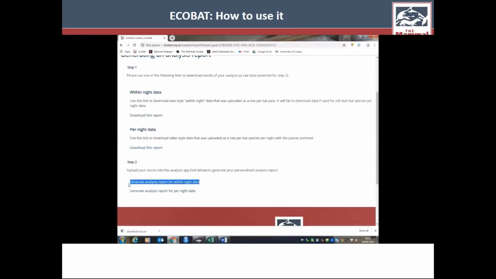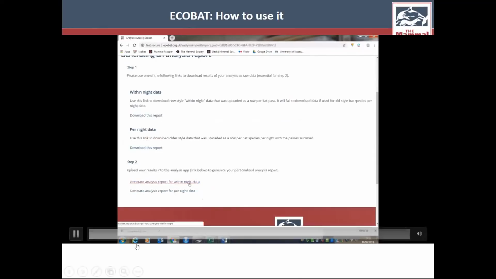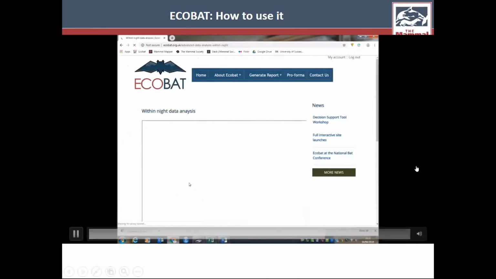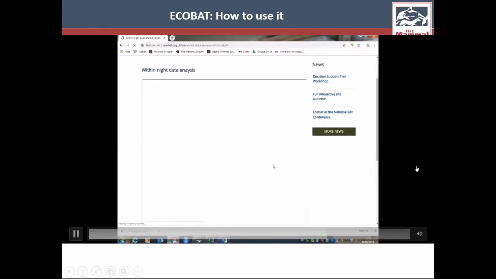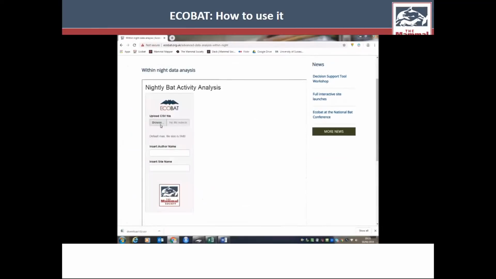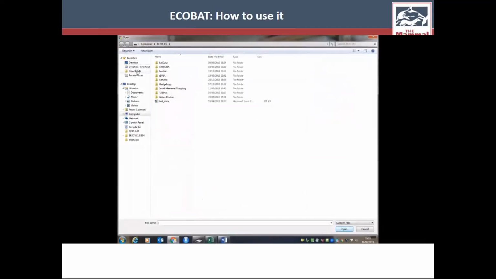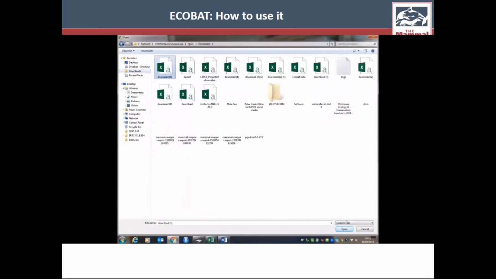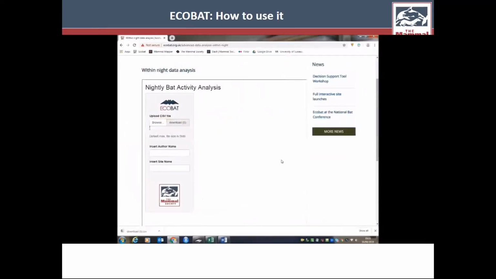I'm not sure if that was very clear. It's just that when you click download the report, it downloads a new CSV. And then you can click on to generate the within night data analysis report. It might take a second to load sometimes. Yeah, and then you can upload this new CSV that has just been downloaded, because this includes your percentile data.